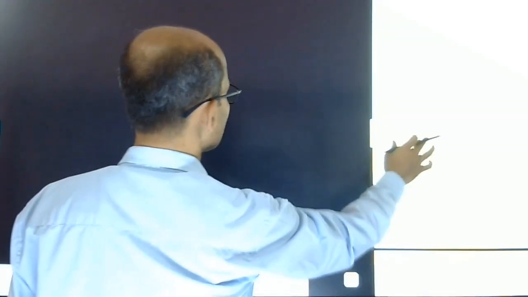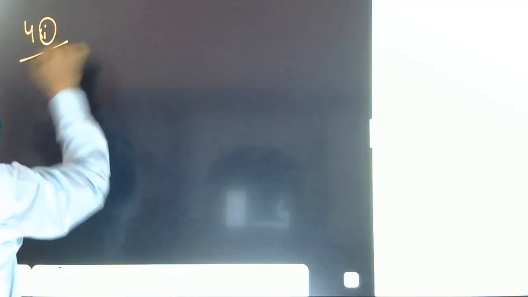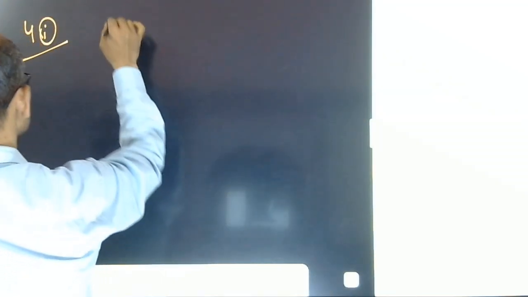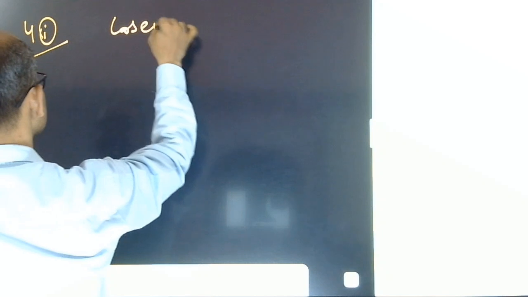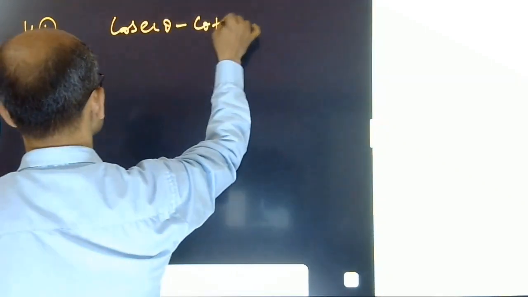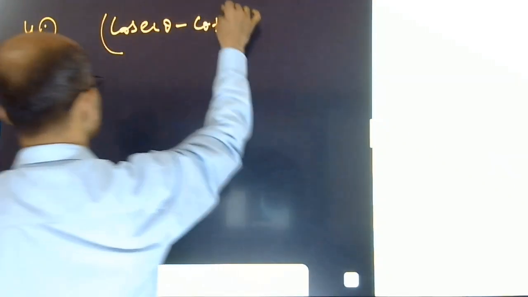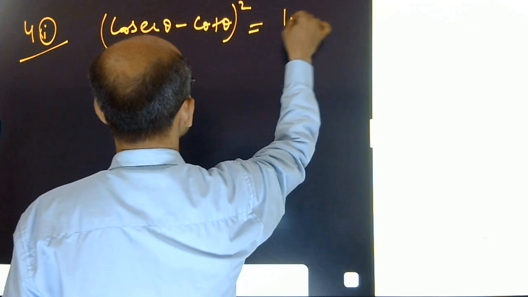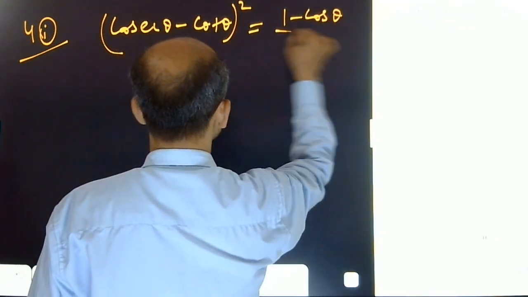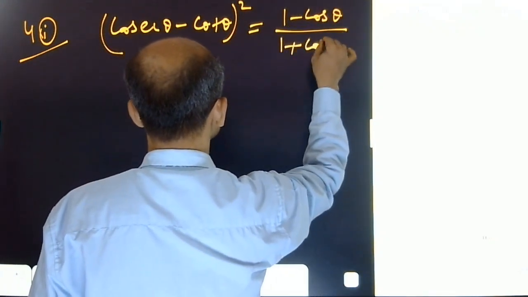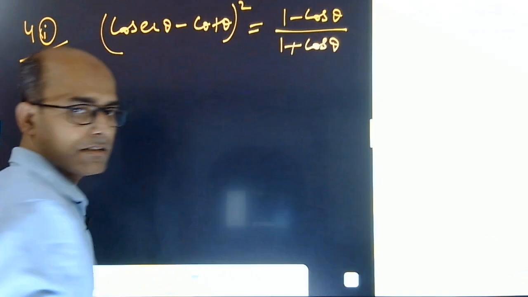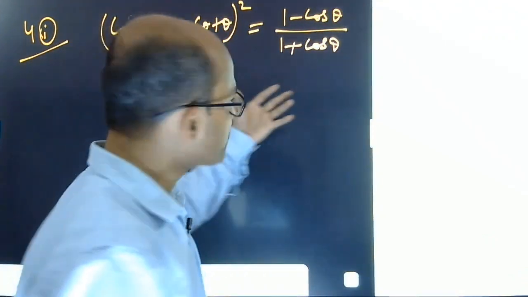The very first question belongs to exercise 8.3, question number 4. We are given to prove that (cosec theta minus cot theta) whole squared is equal to (1 minus cos theta) divided by (1 plus cos theta). How will we start to solve this problem?